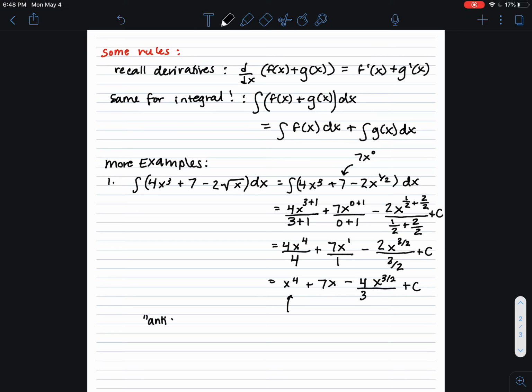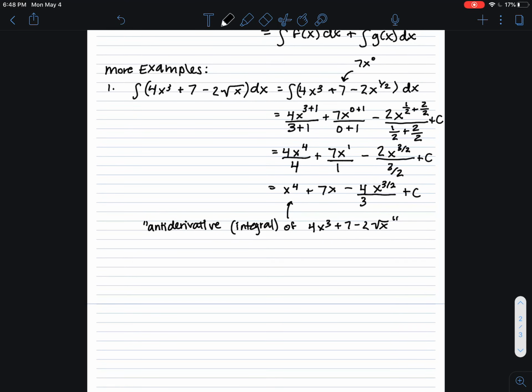Let me write this. Antiderivative. I did not spell that correctly. Just the same as the integral of 4x cubed plus 7 minus 2 times the square root of x. Okay?